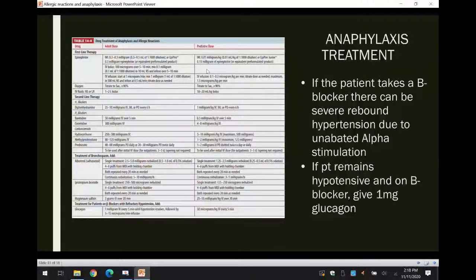The big downside of giving somebody epi if it's just suspected that they're having an anaphylactic reaction and they're on beta blockers is that you could have severe rebound hypertension where you had the unabated alpha stimulation, but that is more theoretical. It doesn't happen that often. I think it was less than 2% of cases that somebody who had a beta blocker and received epi had severe hypertension. So your risk overall to the patient is still fairly low, and giving epi early is better.